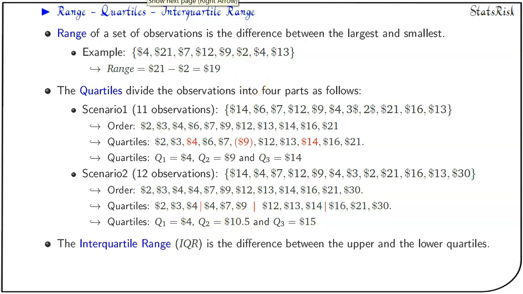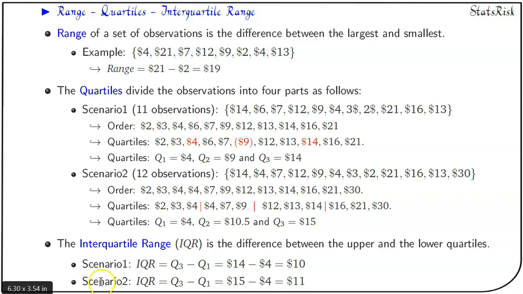Finally, let us close with the interquartile range. Basically, the interquartile range is simply the difference between the upper and the lower quartiles. To be more specific, let us consider scenario 1. To calculate the interquartile range, we take the upper quartile, which is $14, minus the lower quartile, which is $4. When we do that, we get $10.